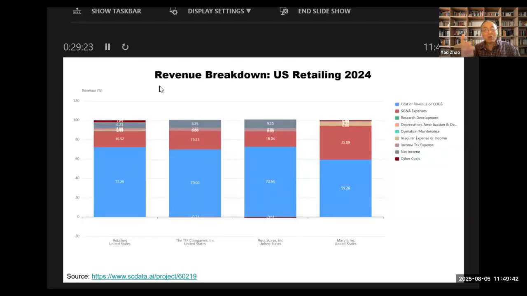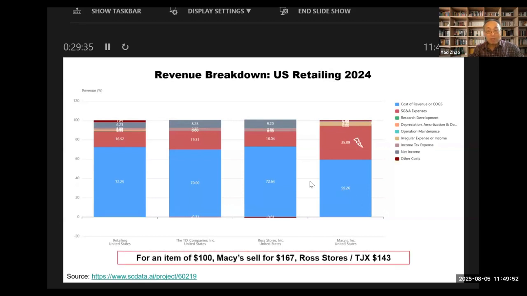So now let's look at how the inventory impacts their profitability. We have a revenue breakdown for the US retailing. The first thing we find out is they have very different cost of goods sold. The industry average is about 72% cost of goods sold, which is the same as TJX and Ross Stores. But if you look at Macy's, it's only about 60%.